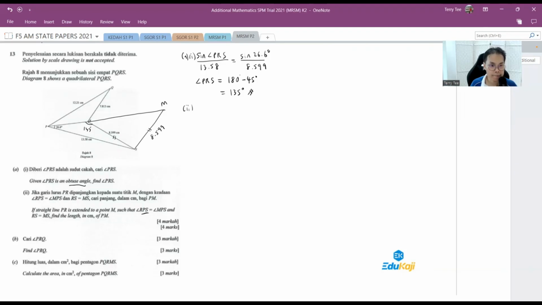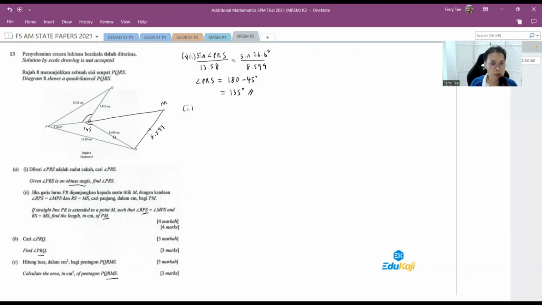So we're supposed to find the length of PM. To find the length of PM, there are two ways to do it. You can find it directly, or you can find the length of PR first, then find the length of RM, and they add up. Later on you will need to find the area of the pentagon, and we also need to find angle PRQ. To find angle PRQ, I will need the length of PR. So I'll find one by one, because I know I need PR later, and I also need RM.